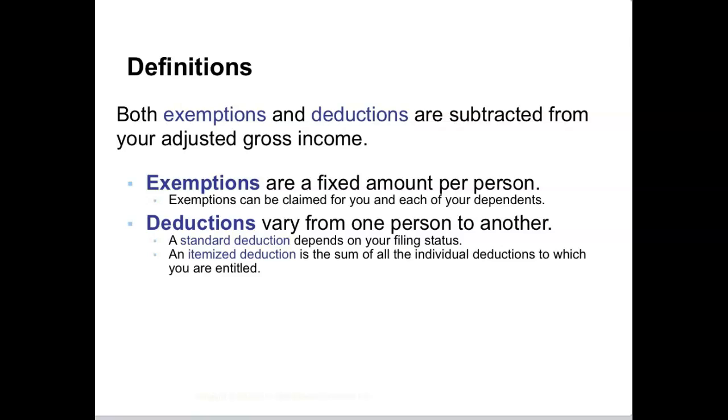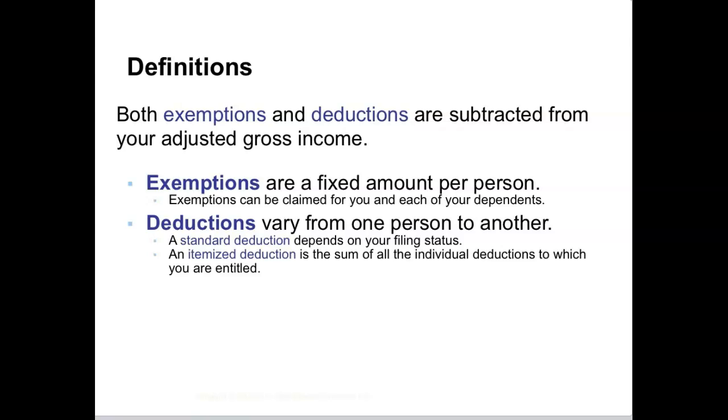All right, the next thing we have are exemptions and deductions. Those both get subtracted from your gross income. So exemptions are a fixed amount per person, and they can be claimed for you and each of your dependents. You guys don't have any dependents. You are dependents for somebody else. I have dependents. Those are usually children, or if you're primary care for like a senior citizen, right, or something like that, that can sometimes be considered a dependent.